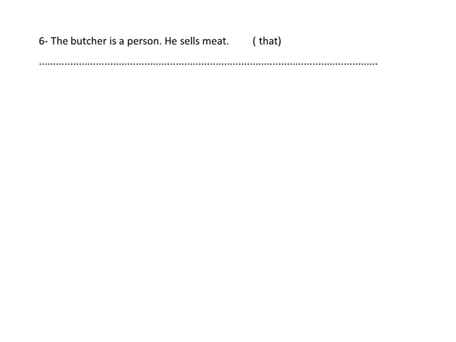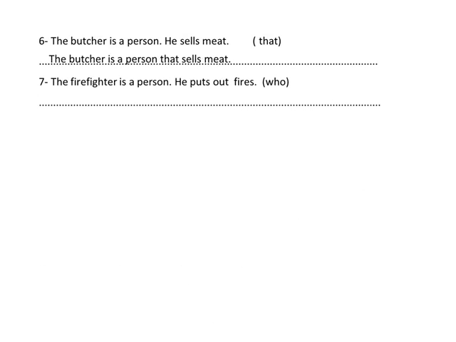Next, the butcher is a person. He sells meat. I want you to use "that." The butcher is a person that sells meat. Yes.